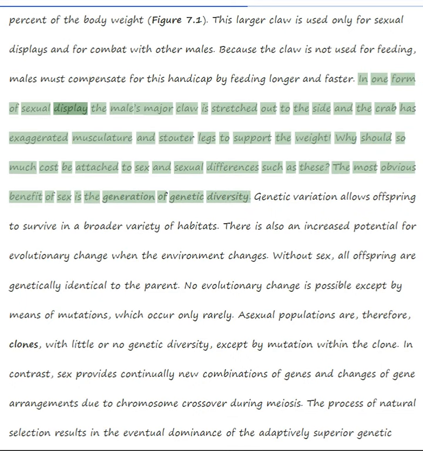In one form of sexual display, the male's major claw is stretched out to the side and the crab has exaggerated musculature and stouter legs to support the weight. Why should so much cost be attached to sex and sexual differences such as these? The most obvious benefit of sex is the generation of genetic diversity.